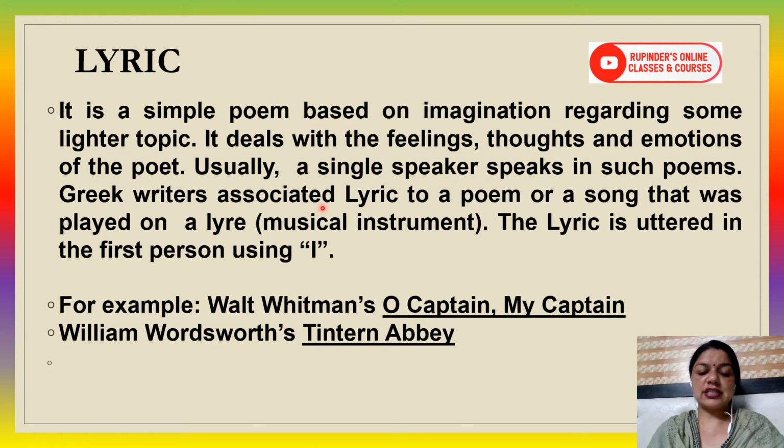Greek writers associated lyric. तो Greek writers ने lyric को किसके साथ associate किया? To a poem or a song that was played on a lyre. So lyre ये झूठे वाला lyre नहीं है. See, this is a homophone. दूसरा लायर होता है LAIR and this is LYRE, which means a musical instrument. तो जो poems को इस musical instrument लायर पे बजाते थे उनको lyrics बोलते थे Greeks के टाइम में.